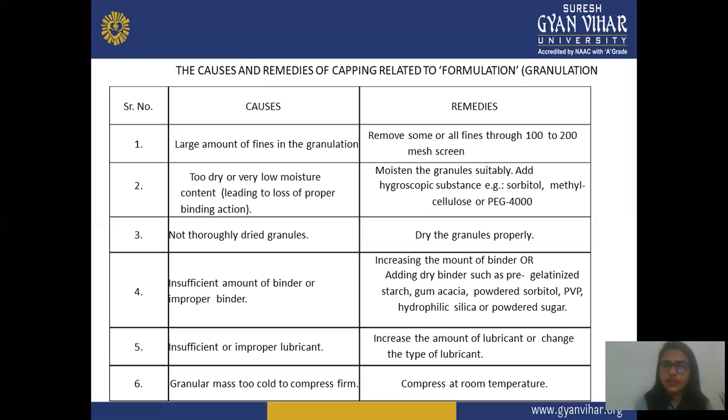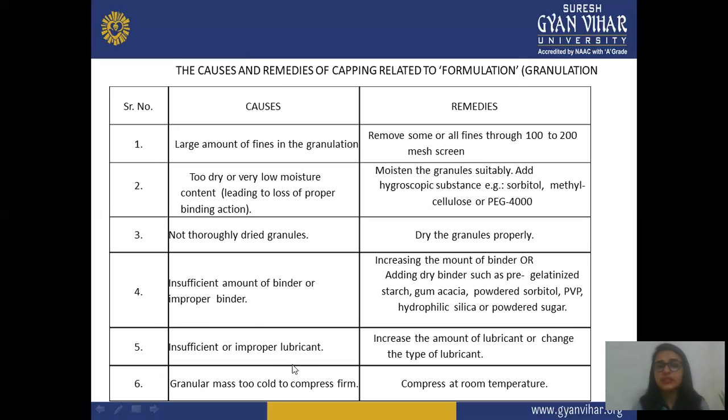Next is not thoroughly dried granules. In this, you properly dry the granules or remove the excessive moisture from your granules. Next is an insufficient amount of binder or improper binder. If you don't use a sufficient amount of binder or you use an improper binder, in this condition you should increase the amount of binder, or add certain other binders which are good for the formulation, such as pregelatinized starch, acacia powder, sorbitol, PVP, or hydrophilic silica powder.